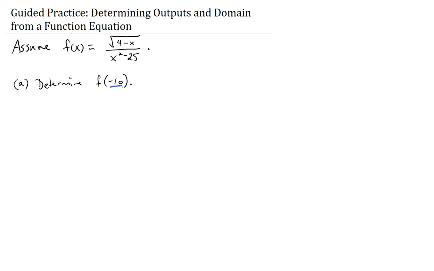So what I want you to do is to plug that in, and so your next step is going to look like a fraction where negative 10 is substituted in for x. And once you do that, simplify it if you can and see what you get. Pause the video while you work on that.